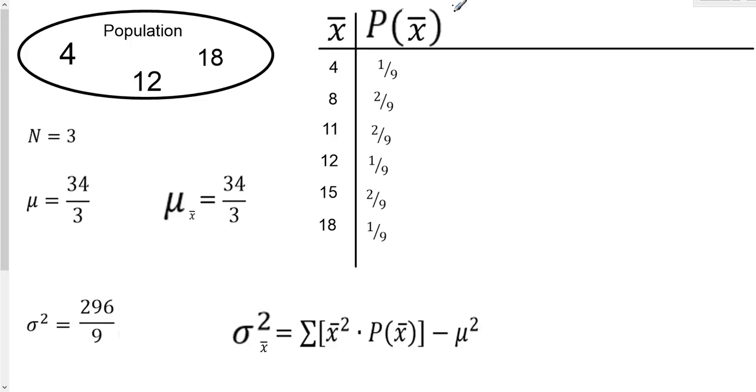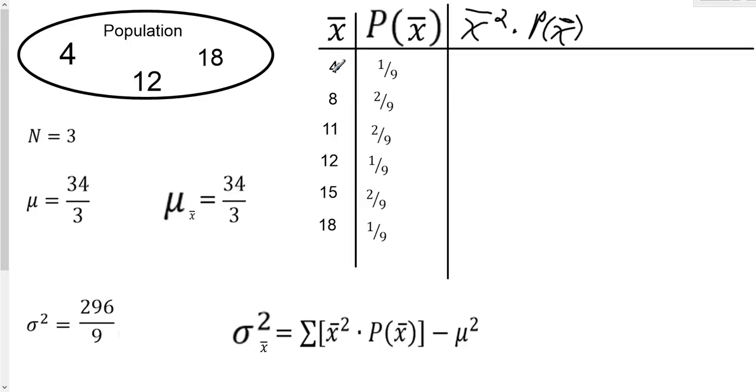To calculate the variance of the sampling distribution, let me make a straight line here. What I'm going to need is to square the x bars, multiplied by p of x bar, and I'm going to need to add all of those up. So x bar squared multiplied by p of x bar, add all of those up, and then subtract the mean squared, subtract mu squared. So let's go ahead and do that.